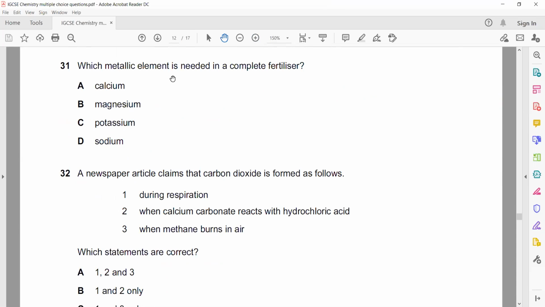Which metallic element is needed in a complete fertilizer? Fertilizer means they provide three basic elements for the growth of plants: NPK, nitrogen, phosphorus, potassium. So which is needed for a fertilizer? So we need potassium.